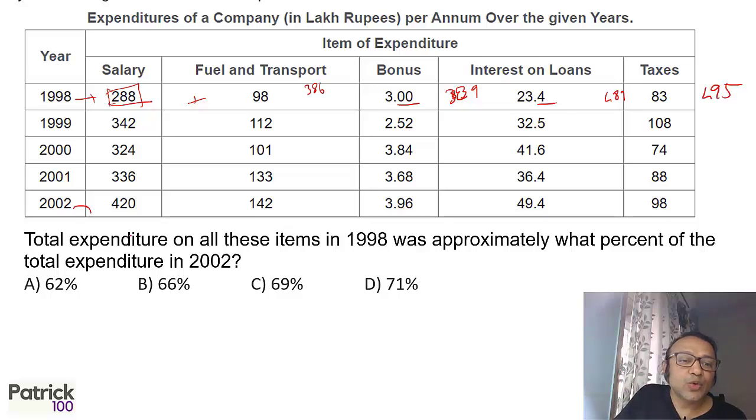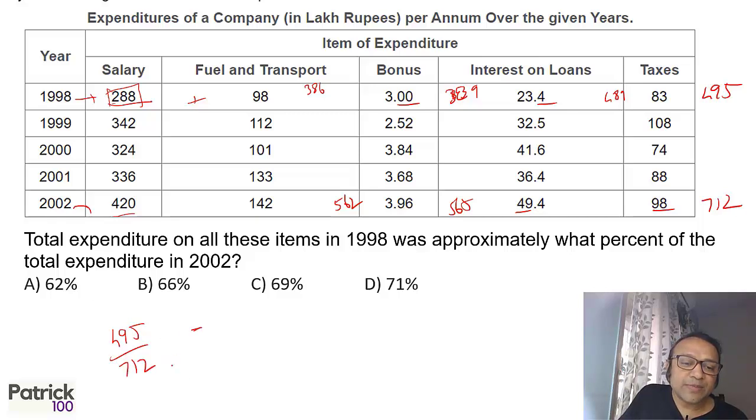Same if you look at 2002. 420 plus 142, 562. 562 plus, let's say, 3, 565. This is almost 150, 3 less than 150. If I add 150, it becomes 715. 3 less, 712. So basically what I get is 495 upon 712.